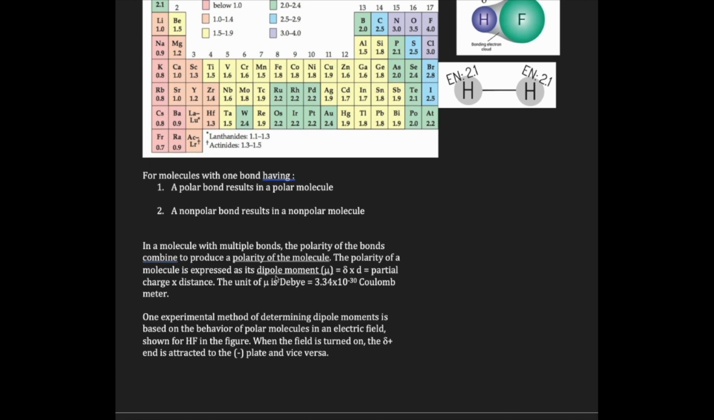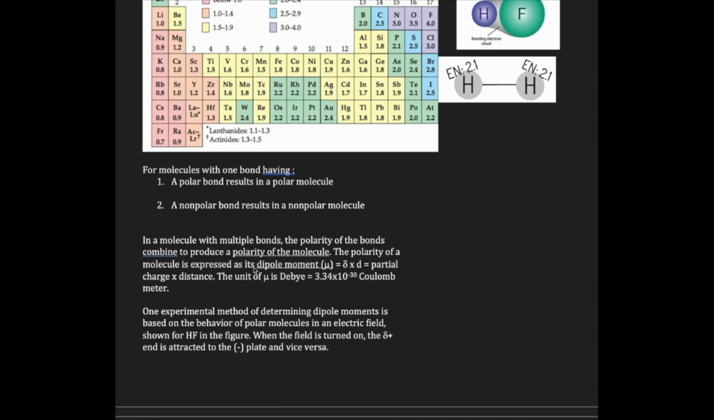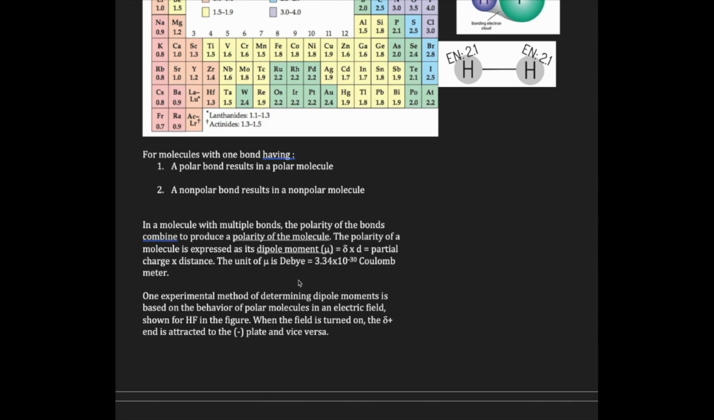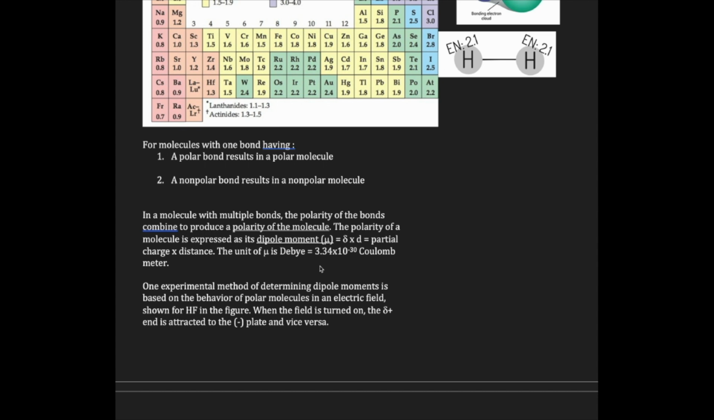To determine the polarity of the entire molecule, you're going to have to calculate something called the dipole moment of the molecule. And that is given the symbol mu, which is illustrated right here. Now, you don't need to know how to calculate either one of these things, but just to give you some information about mu, the unit of it is called debye. The concept of dipole moment is important for us because it tells us how to determine the polarity of the molecule.